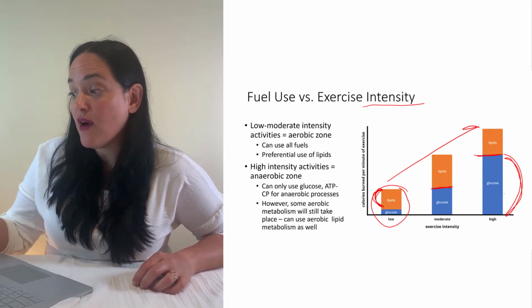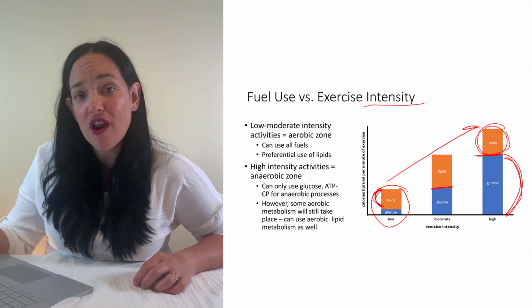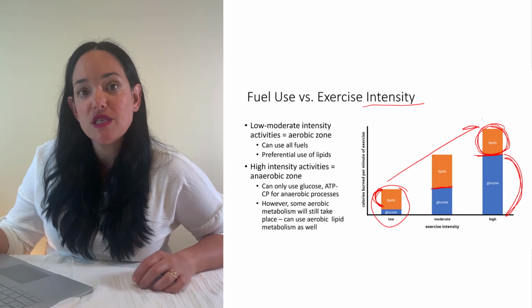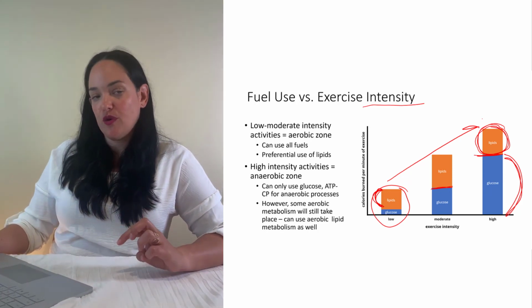So anaerobic activities, those that are at high intensity, remember they can only really use the dietary fuel of glucose. Okay. However, during high intensity activities, I still have some oxygen available. I just don't have enough. So I'm still going to be doing some aerobic lipid metabolism as well to fuel those activities.